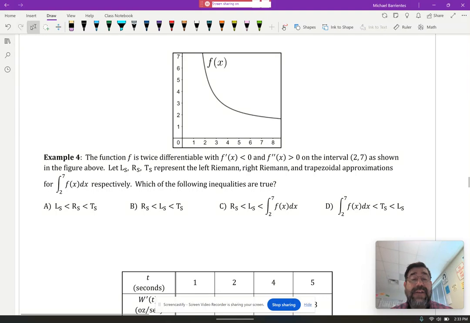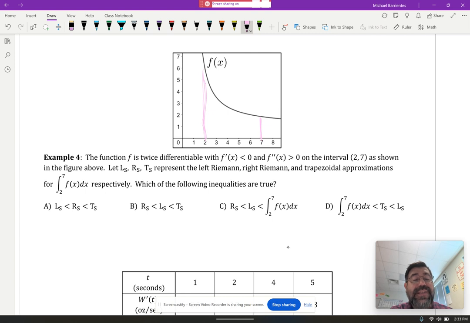The function f is a twice differentiable function with f prime of x being less than 0 and f double prime of x being greater than 0 on the interval from 2 to 7. Okay, so I'm going to go ahead and highlight that from 2. We're talking from here to here, as shown in the figure.